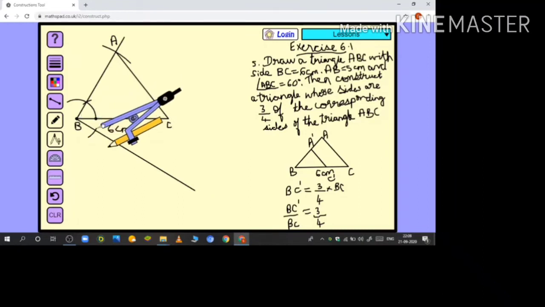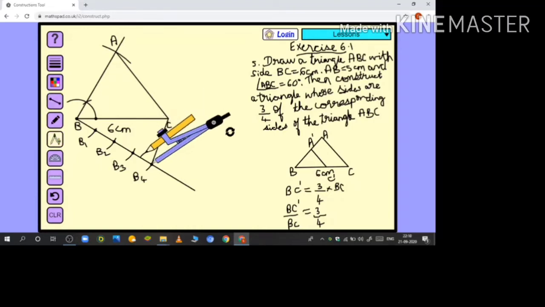Step 5. Taking B as center, cut an arc with convenient radius, B1. With B1 as center, cut an arc B2 without changing the compass length. With B2 as center, cut an arc B3 without changing the compass length. And with B3 as center, cut an arc B4 without changing the compass length, such that B B1 is equal to B1 B2 is equal to B2 B3 is equal to B3 B4. Step 6. Join B4 and C.